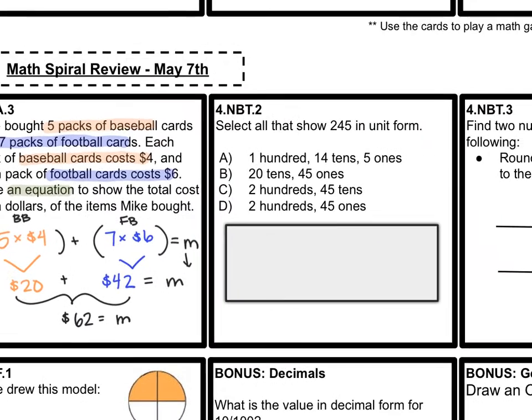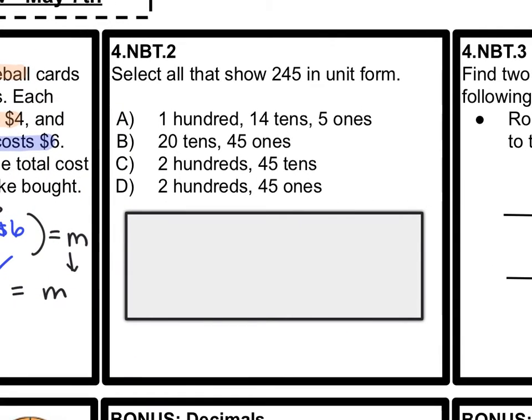Okay. The next problem: select all that show 245 in unit form. It would be easy if we just had one that literally stated 2 hundreds, 4 tens, and 5 ones, but none of these do that. The reason why I have a rectangle here is because I'm going to show place values. So I have ones, tens, and hundreds. We're going to have to explore this a little bit further. I am hoping that by the time I'm done, the discs in here will equal 245. So let's start with the first one.